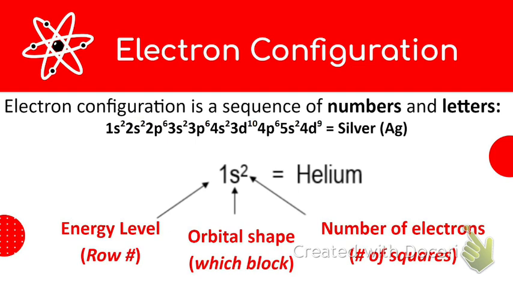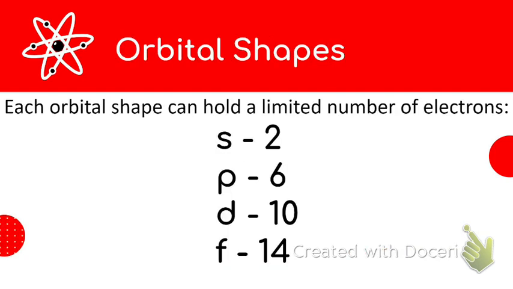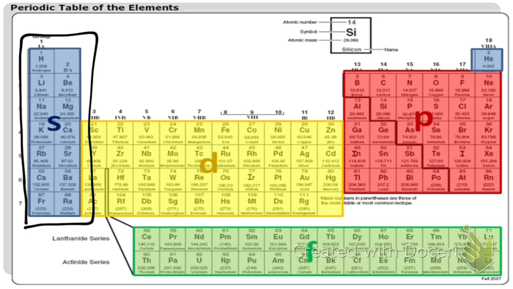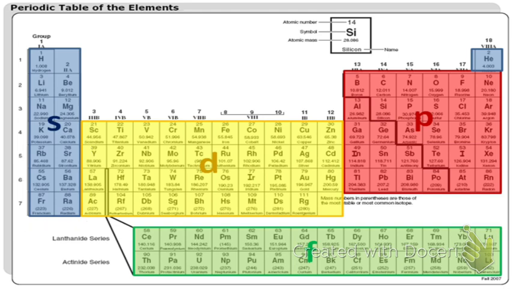All right, let me go ahead and go back. If we take a look at this, our S block is right here. The reason that it can only hold 2 electrons is because there are only 2 blocks right here, so there are only 2 places those electrons can go.